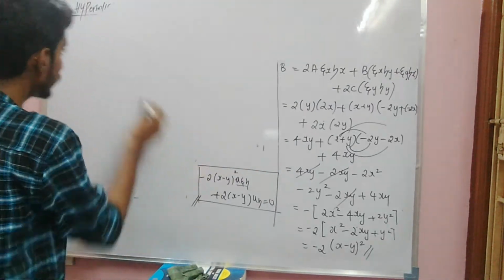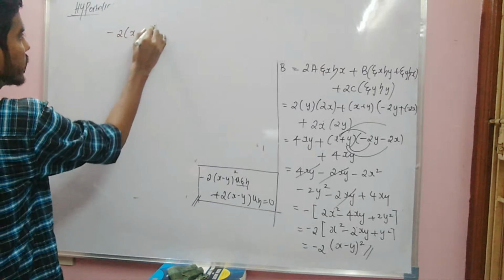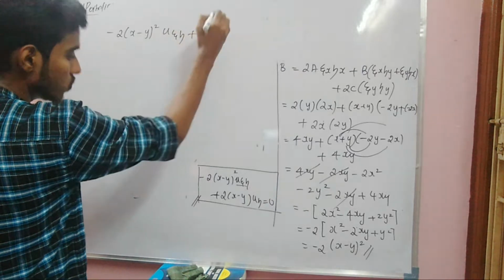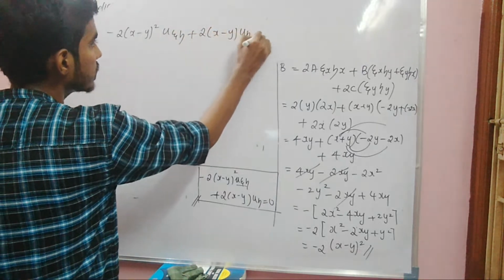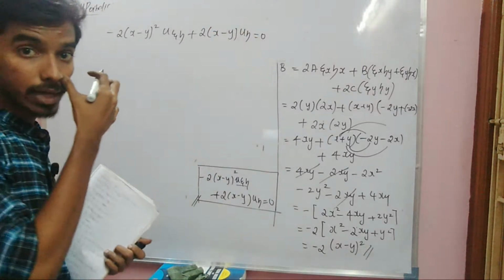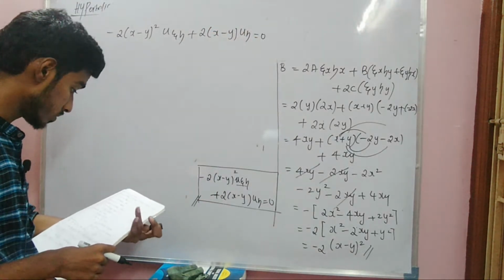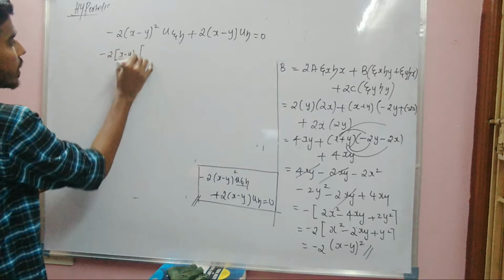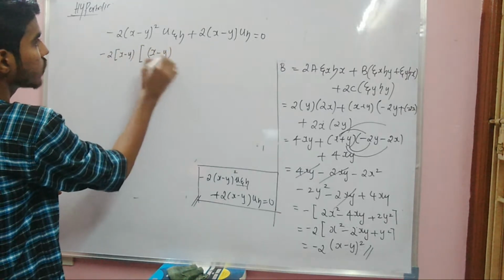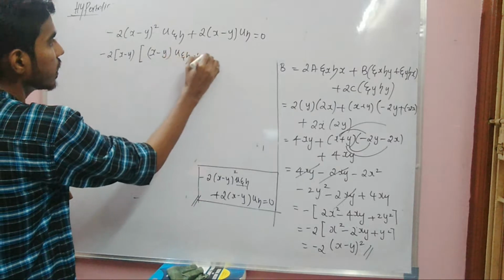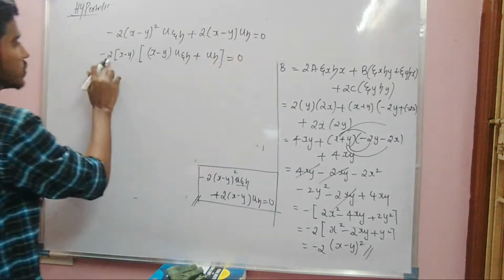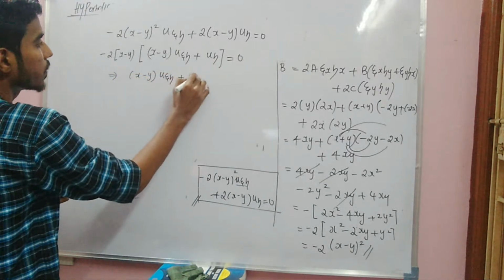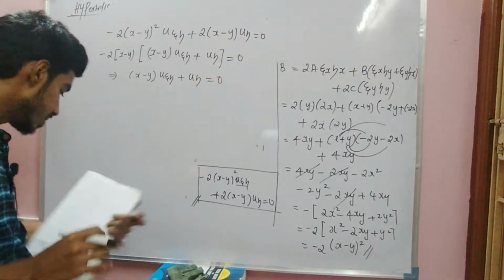So we have found the canonical form to be minus 2 into (x minus y) whole square u theta eta plus 2 into (x minus y) u eta is equal to 0. Suppose they ask us to solve the canonical form, what do you have to do? That's what we are going to do now. So I can take minus 2(x minus y) outside, and we will have (x minus y) u theta eta plus u eta is equal to 0. This is not equal to 0. That means (x minus y) u theta eta plus u eta is equal to 0. We need to solve this equation, right?